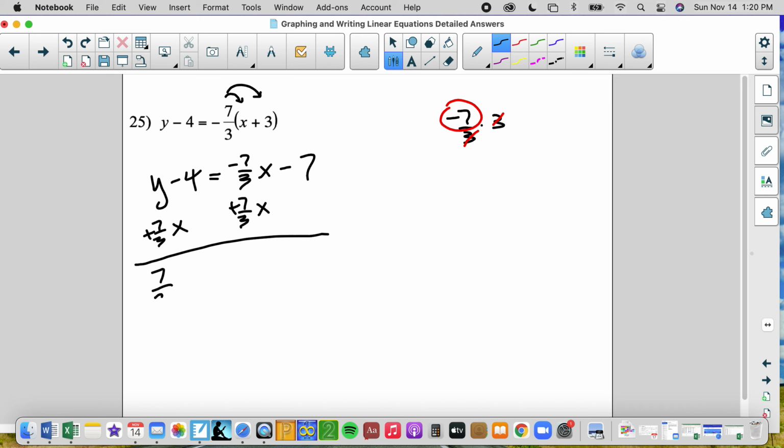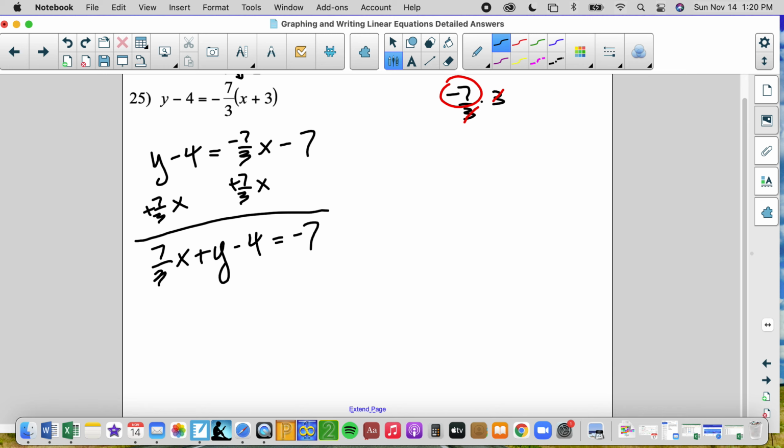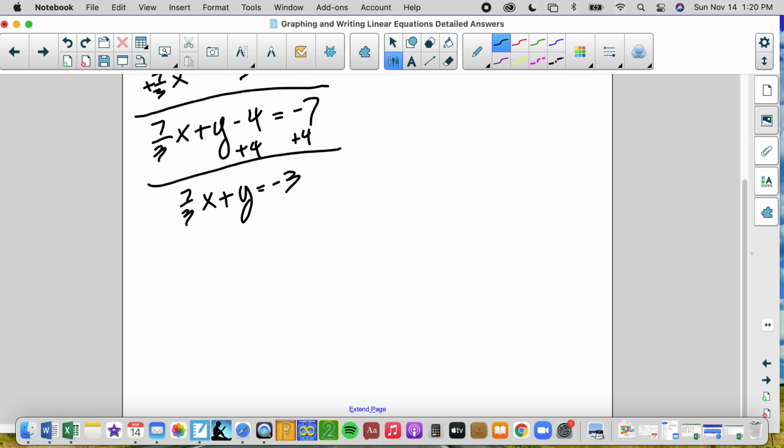We're going to write the x first because standard form is Ax + By = C, the constant. Now I got to move that constant on the left side over with the constant on the right side. So we get 7/3 x plus y equals -3. Now my a value is 7/3, my b value is 1, and my c value is -3.